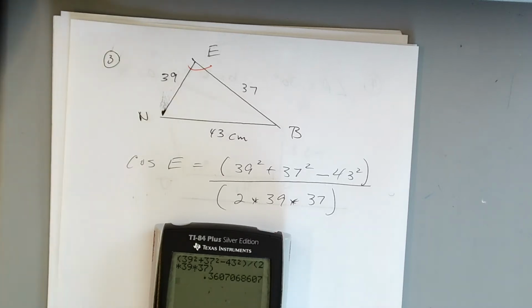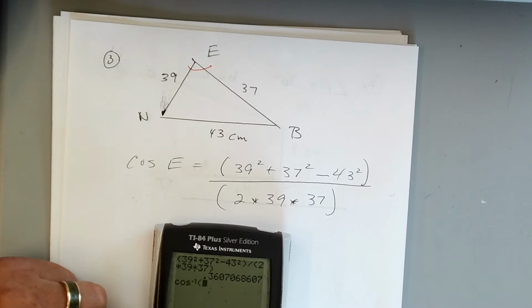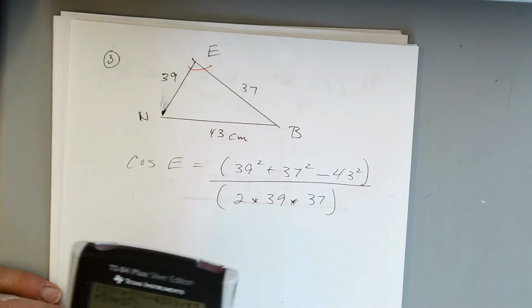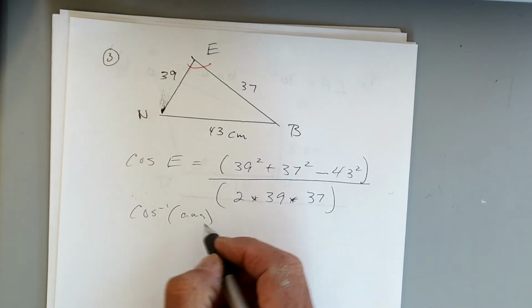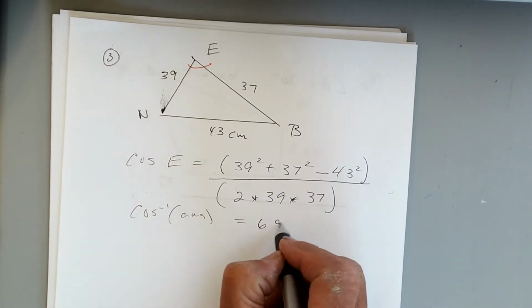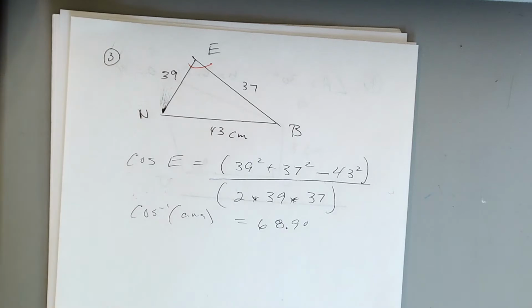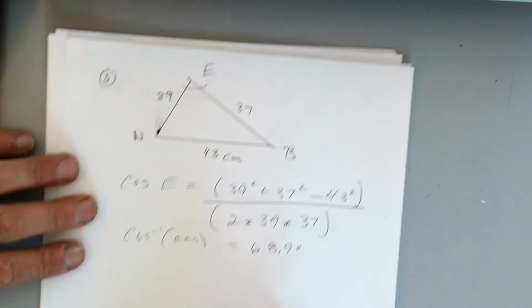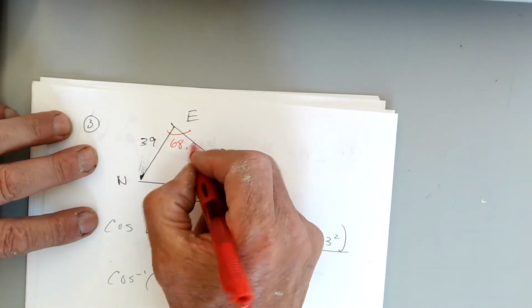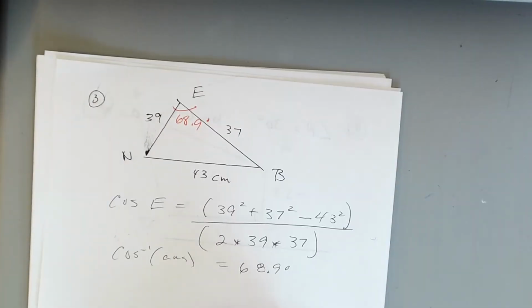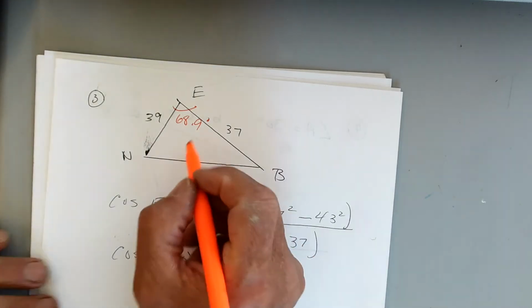I get a decimal. Expected that, and I'm going to go cosine inverse of that answer. I get about 68.9 degrees. Okay, let me put that in my triangle. That's angle E, 68.9 degrees. And then what I'm going to do is set up the law of sines, because I've got my opposites, right? Law of sines there and there.